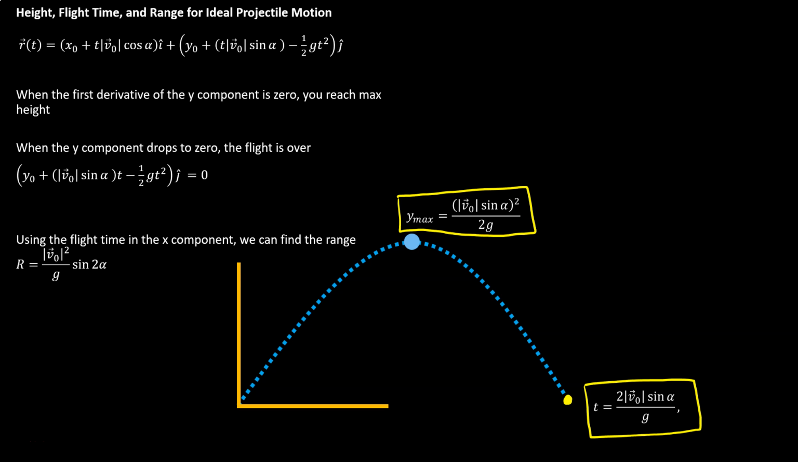There's one last thing we know now that we have this r of t function, and that's the range. The range is the max horizontal distance that an object travels after it's been projected. To find that range, all we need to do is take that total flight time that we found when we set the y component equal to 0, and then plug that into the x component of our vector. That will tell us the maximum distance in the horizontal direction that our object will travel.